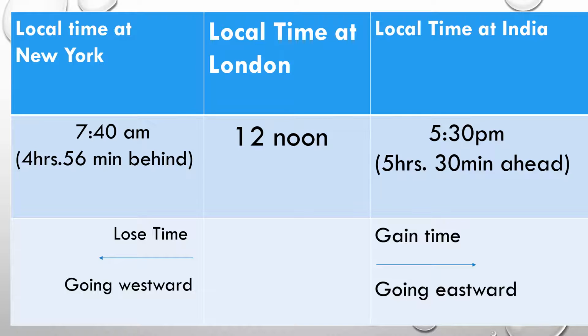Okay, so by this table we can understand that when we move eastward from the local time at London, that means noon, we have to gain time, we have to add time: 1 p.m., 2 p.m., 3 p.m. And when we go westward, we have to lose time because we are going back. So we have to subtract the time from 12 noon, that is 11 a.m., 10 a.m., 9 a.m., like this. Okay students, I hope now you understood how we calculate the time of the whole world based on the longitudes.